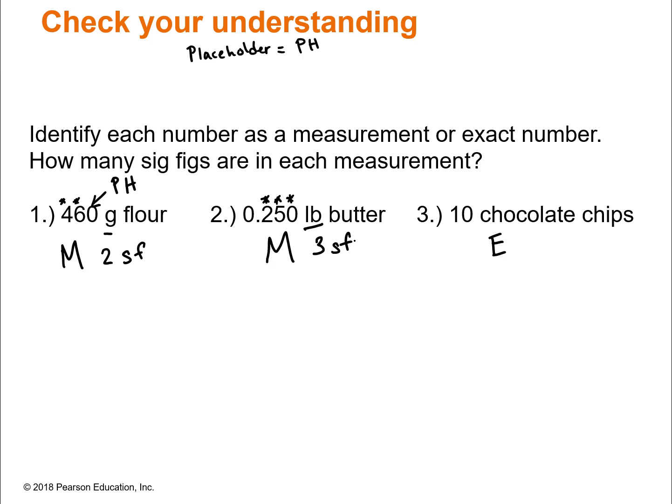The third one is an exact number. So we don't need to do any sig figs. We know for sure there's 10 chocolate chips. And if I eat 3 of them when you're not looking, then you're going to have 7. You can count it. Again, we'll do practice. So make sure that you're comfortable with this because it'll show up on an exam that you will have in the future.